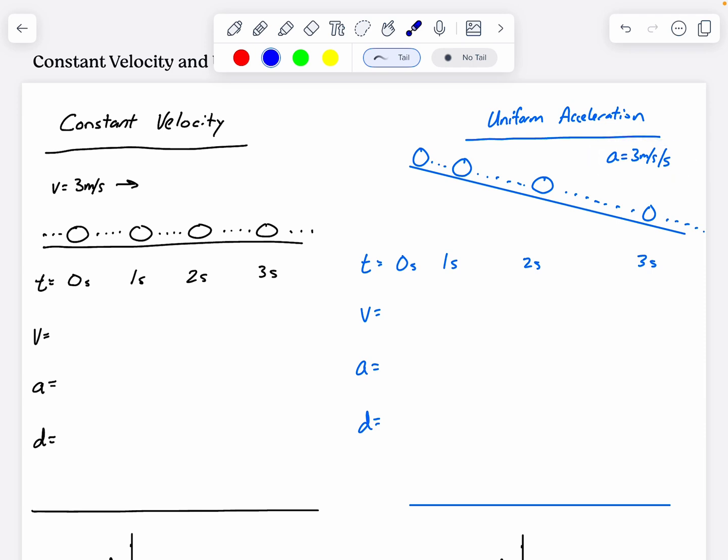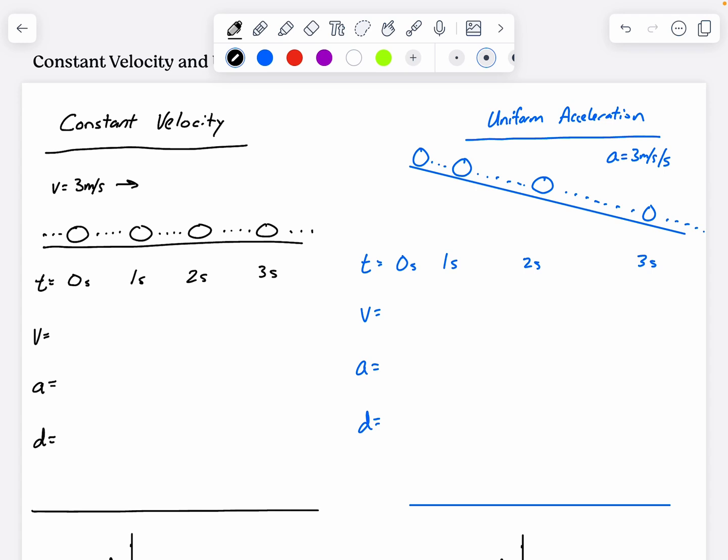All right, in this video, we're going to explore what that looks like in terms of our total time, the velocity at each interval, the acceleration at each interval, and the distance or displacement at each of those intervals. So we're going to take a look at each of those cases, and we're going to talk about that in this video. All right, so let's get to the constant velocity first.